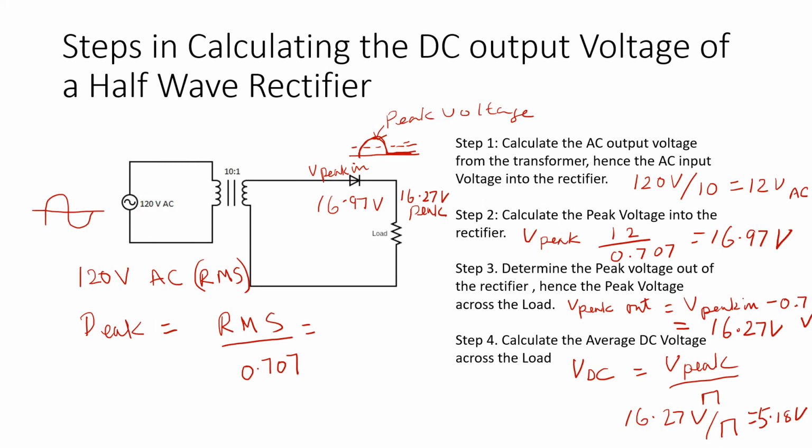So starting from 120 volts in, it will step down to 12 volts out of the transformer. Then that 12 volts RMS equated to 16.97 volts peak. Then out of the diode, there was a voltage drop of 0.7 volts. So then you get 16.27 volts peak out of the diode, which is that same voltage across the load. And then to find the DC voltage, we simply divided 16.27 volts by pi, and we got an answer of 5.18 volts.